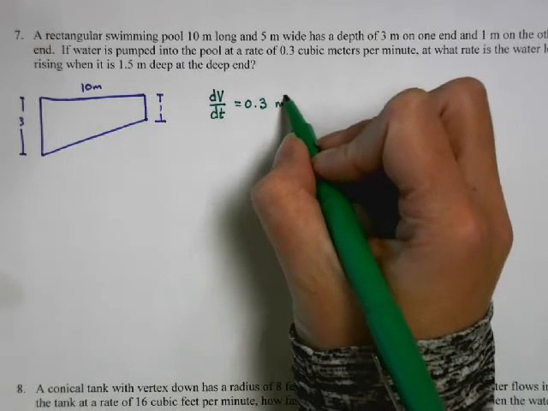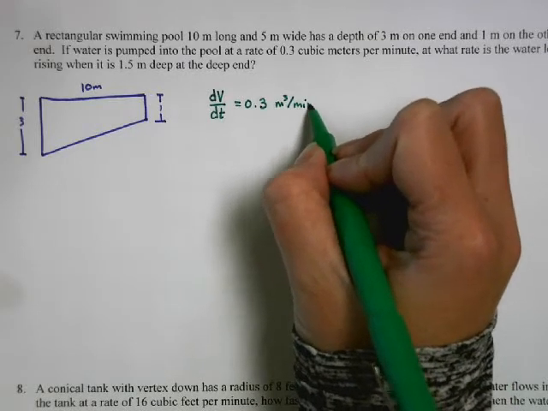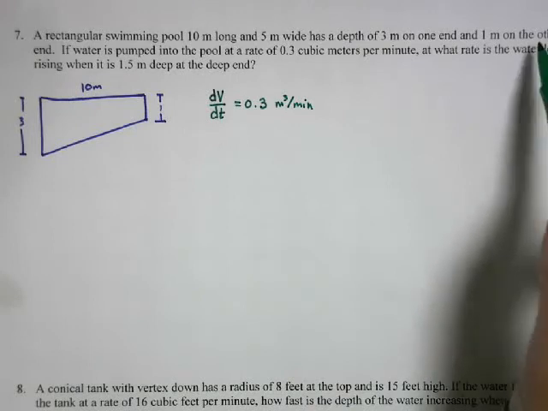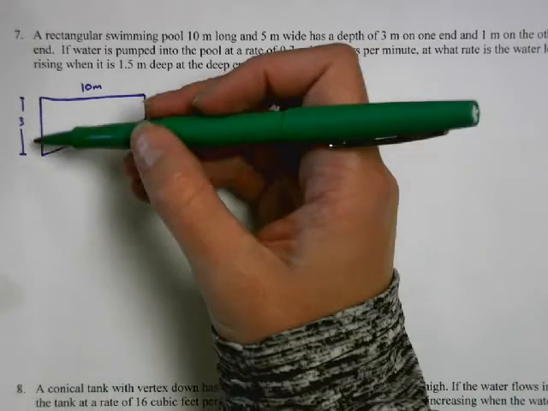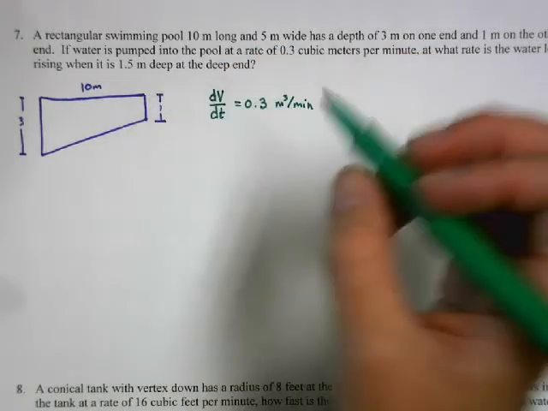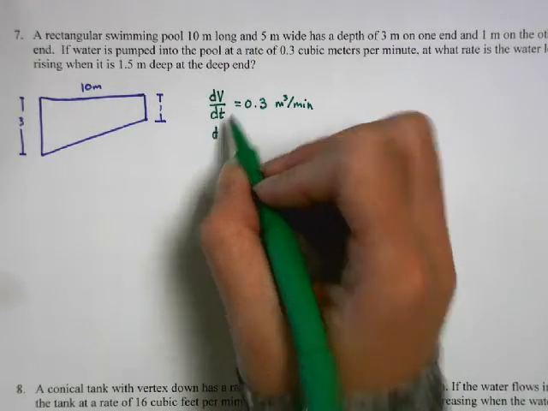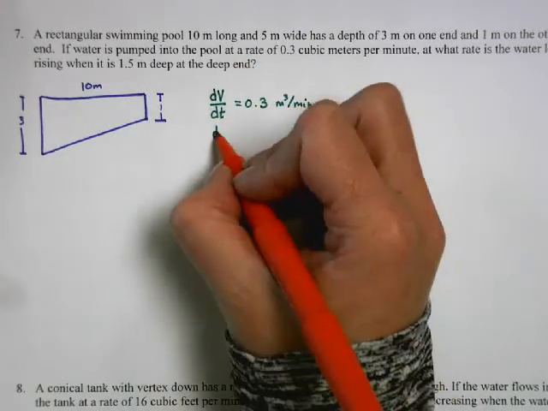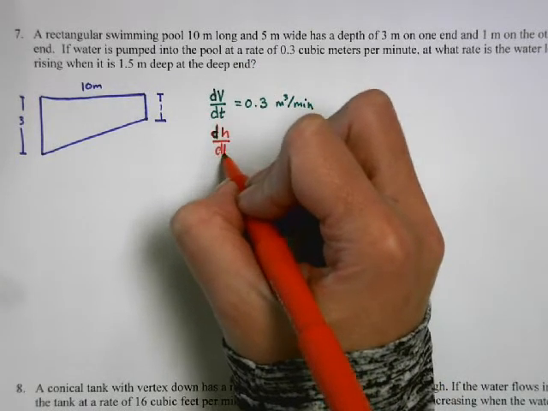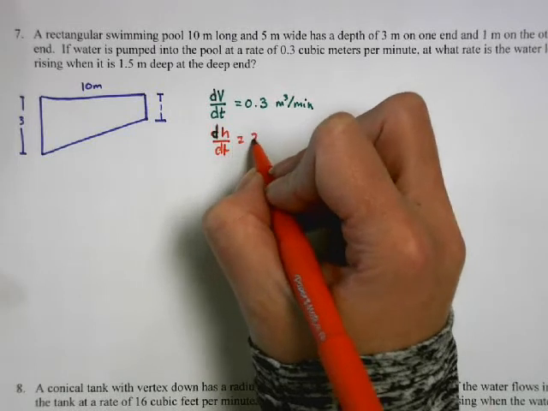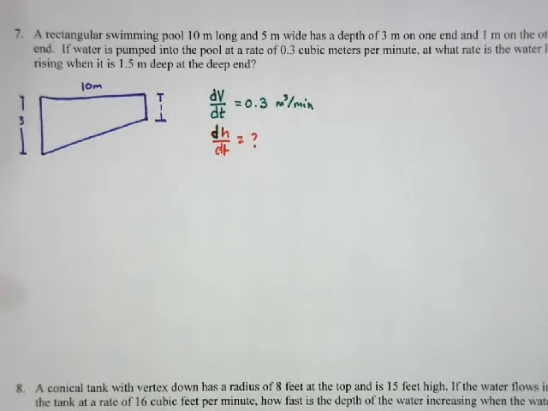Okay, at what rate is the water level rising? So we're interested in this dimension. So I'm just going to call that dh/dt, the height, when the water is 1.5 meters deep at the deep end. So that's going to be 1.5.